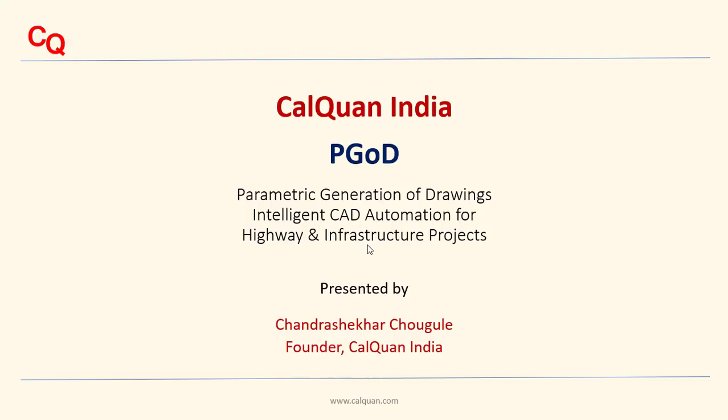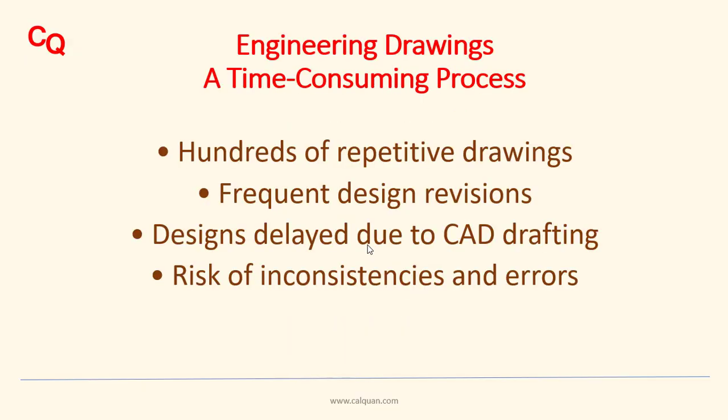PGoD is an acronym for Parametric Generation of Drawings. PGoD is an intelligent CAD automation solution developed specifically for highway and infrastructure engineering projects. In the next few minutes, I will show you how PGoD transforms repetitive engineering drafting into a fast, automated, and highly accurate process. As you are aware, in an infrastructure project like highways, hundreds of repetitive drawings need to be generated.